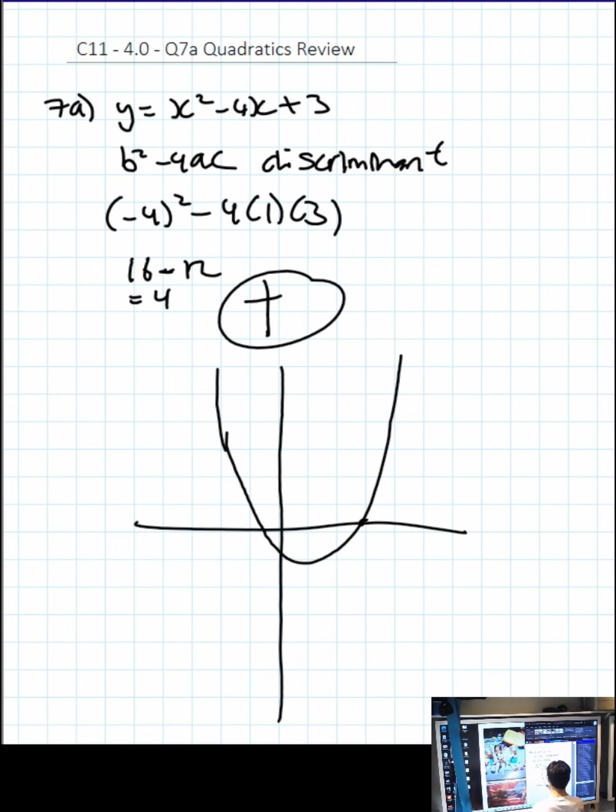So if the discriminant is positive, if we're going into the quadratic formula and we're adding and subtracting a positive number, we get two answers. So basically, if the discriminant is positive, we get two solutions. Let's write down two solutions near the positive sign. Two solutions, or two x-intercepts, or two zeros, or two roots. Perfect.